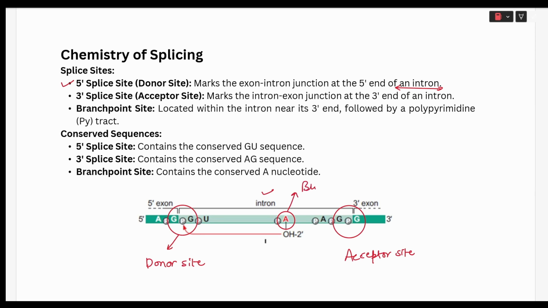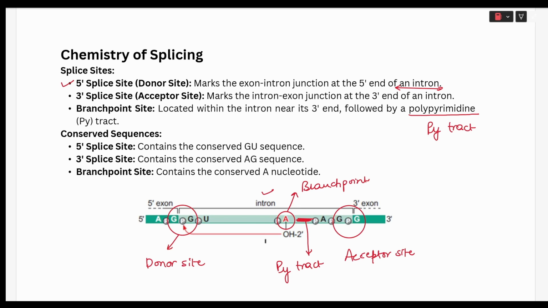So let's write it down. As you can see, the branch point is followed by a polypyrimidine tract, also known as the PY tract. It is usually present in this area. It is not shown in this picture, but I'm going to mention it anyway. So this is your PY tract. There are three sites and a tract, the polypyrimidine tract.